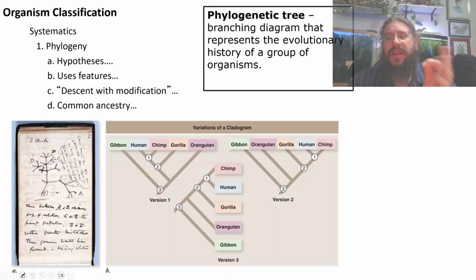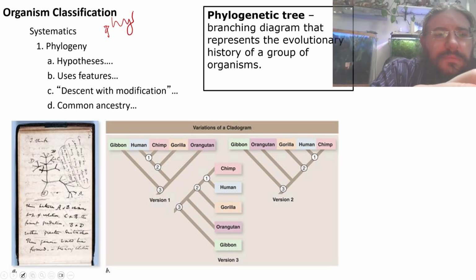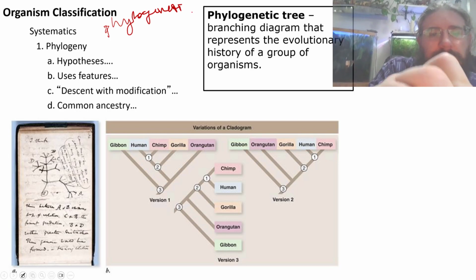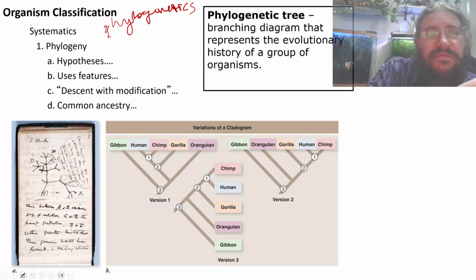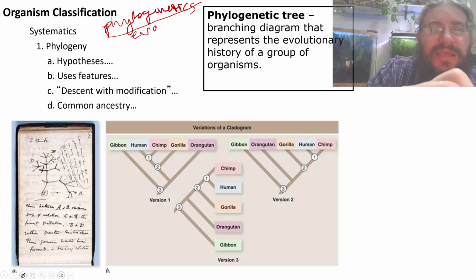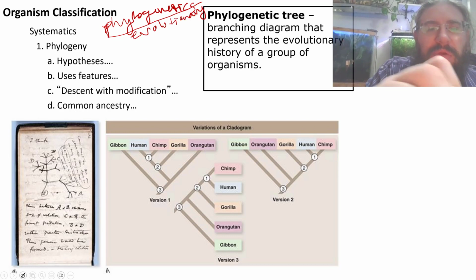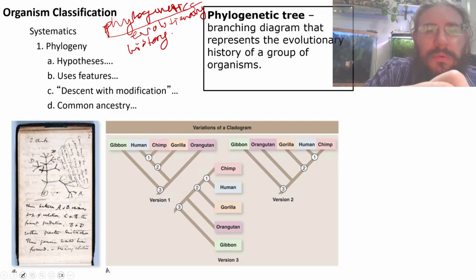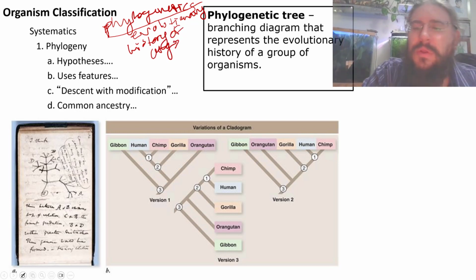So, phylogenetics. Phylogenetics is a type of classification that takes into account the evolutionary history of organisms. Which is pretty cool. Another cool thing about phylogenetics is that we can build it out. This is a very relative sort of thing.